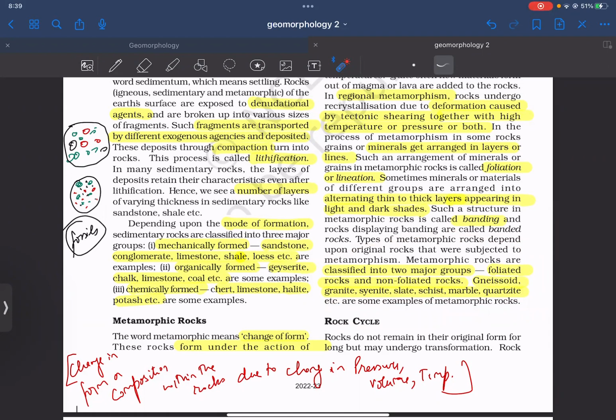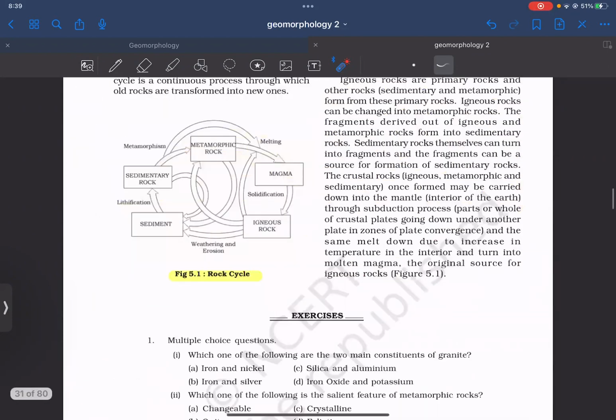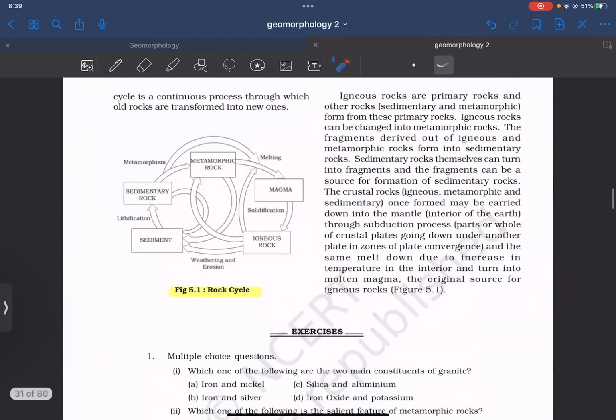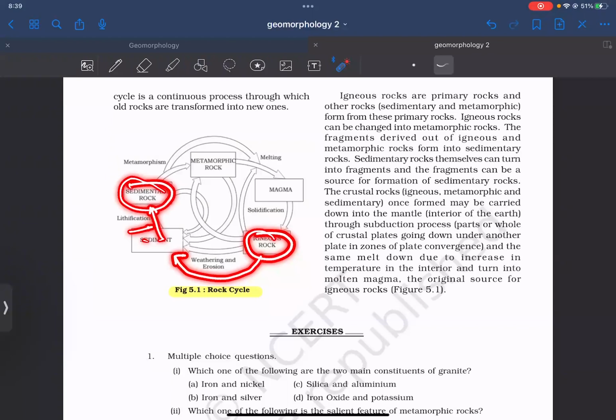All right. Then we have the rock cycle. Rock cycle is simple. Igneous rocks are primary rocks formed due to magma. Magma rises and solidifies, right? If these rocks are subjected to weathering and erosion, it will lead to formation of sediments, and the lithification process of sediments will lead to formation of sedimentary rocks. Same would be the case of metamorphic rocks. They go through the same process: sediments are created, lithification, sedimentary rocks, right?